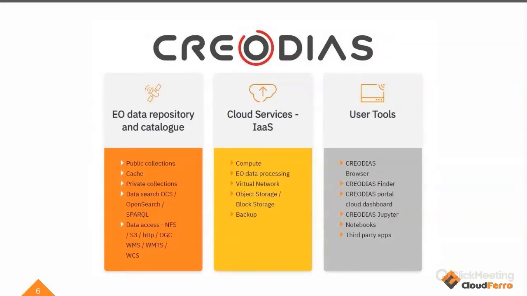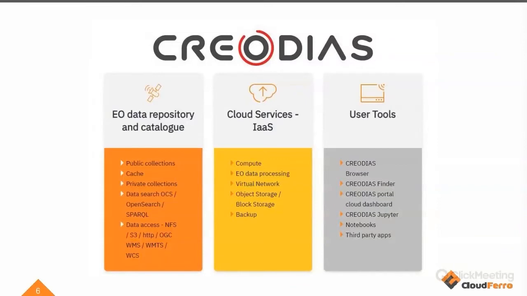So CREODIAS is an Earth observation data repository and catalog. Here you have access to public collections, you have access to cache private collections, different data search options, and you can have different types of data access, such as NFS, S3, HTTP, OGC services, and so on. So data repository is one thing.